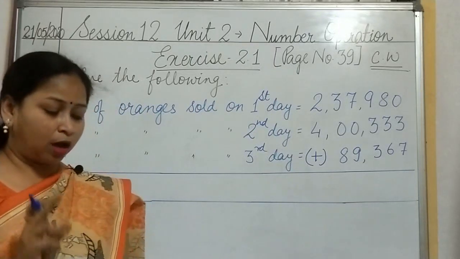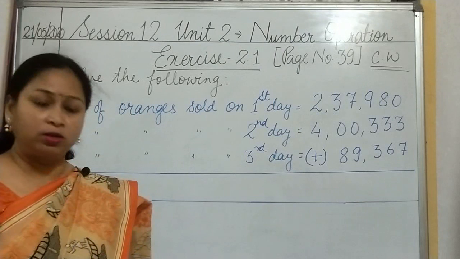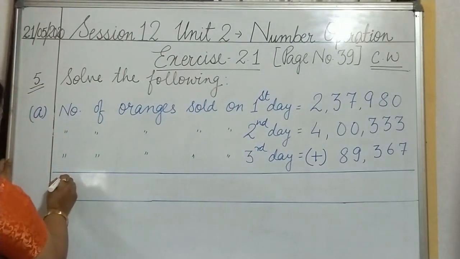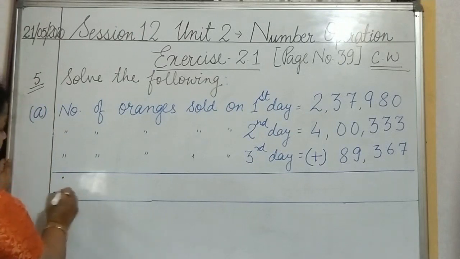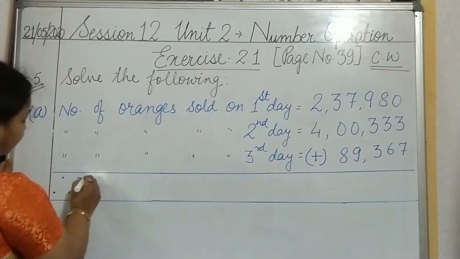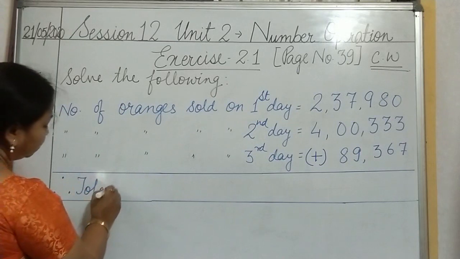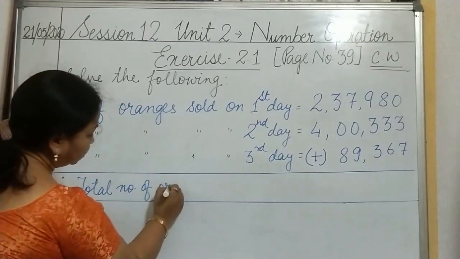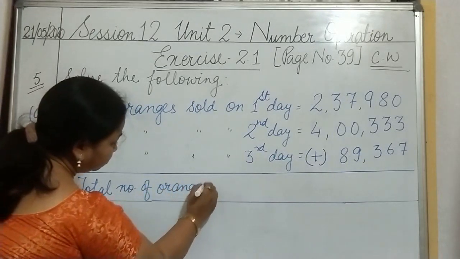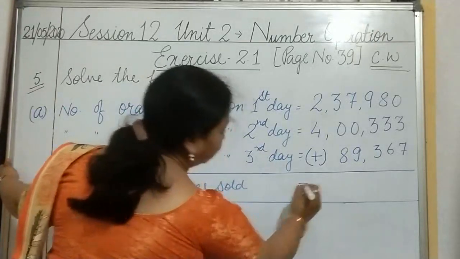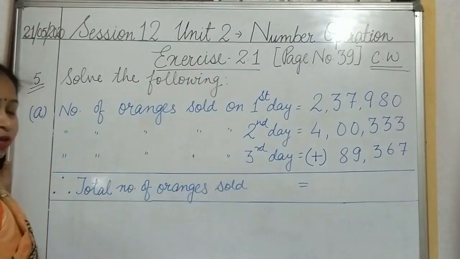The question says, how many oranges did he sell in all the 3 days? Okay. So our answer will be therefore. This is the symbol for therefore. We are not going to write the spelling of therefore. Therefore, total number of oranges sold. Then add it. You want me to add?